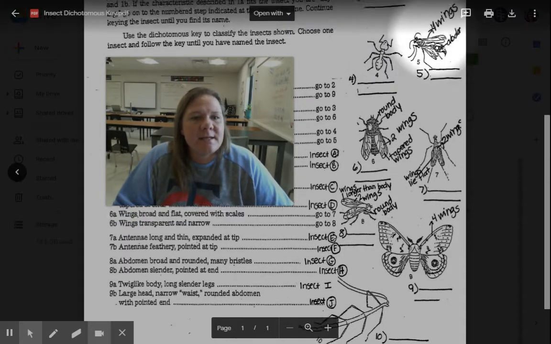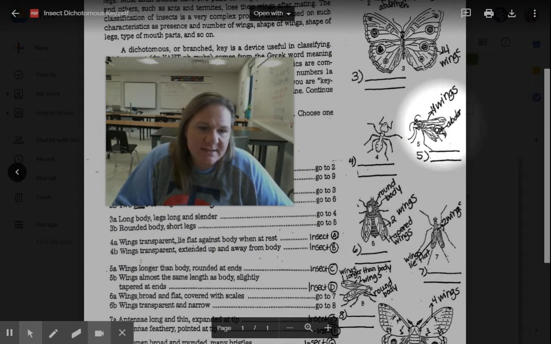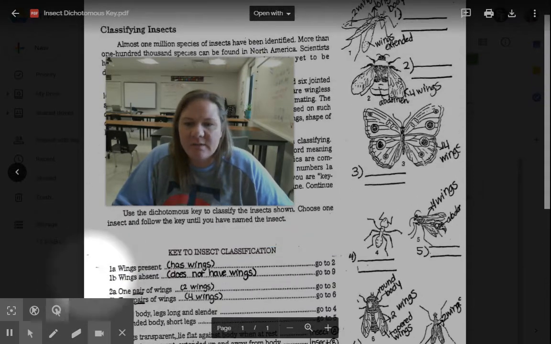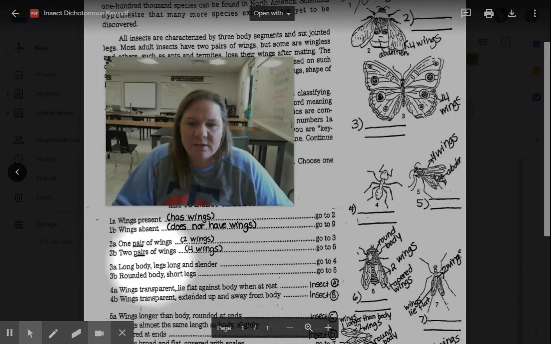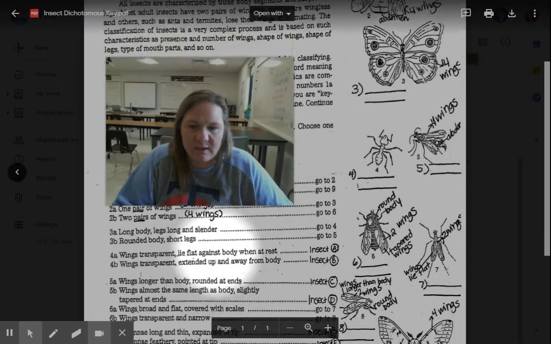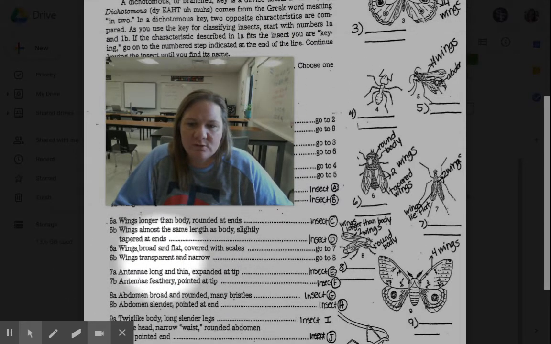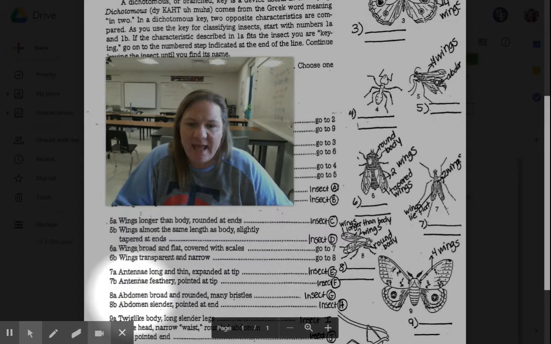Okay. Number 5, this is actually a wasp. You look at the wasp, it has 4 wings, it has a pointed abdomen. Those are some of the characteristics that it has. Again, we start with number 1, wings present, so we go to 2. It has 2 pairs of wings, so we go to number 6. Wings are transparent and narrow, so we go to 8. Abdomen for this one is slender and pointed at the end.